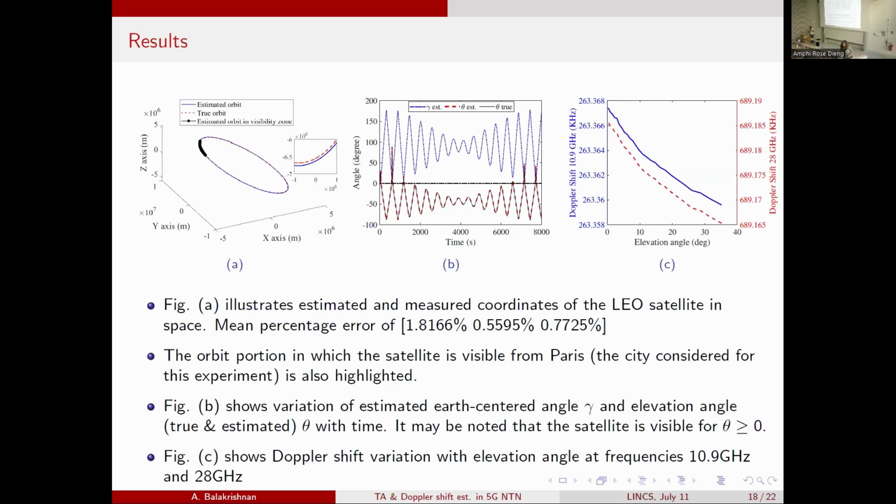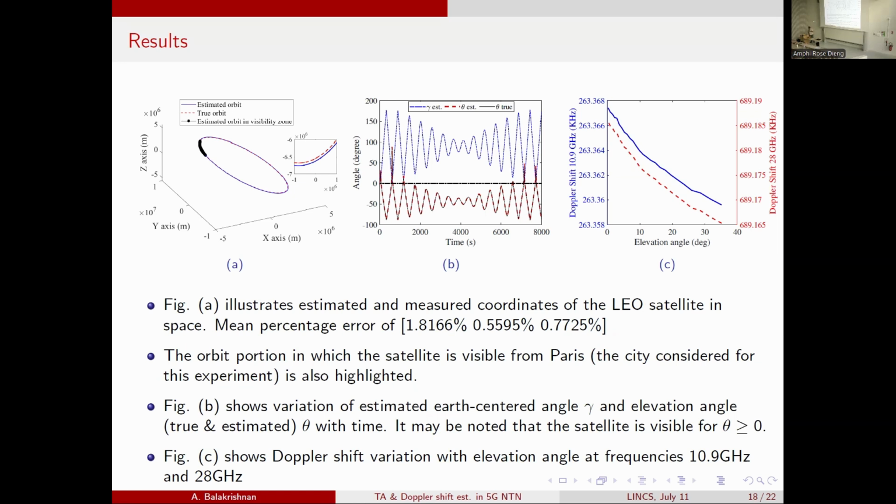The first result shows the estimated and the true orbit of the satellite. The black portion, which you can see, is the orbit portion in the visibility zone, which is visible from the Paris region. So as the satellite comes into this black zone, the connectivity will be formed. As it leaves the black zone, the connectivity will go away. And the mean percentage error is quite robust, which is encouraging. We also showcase the variation of the Earth-centered angles and the elevation angles.